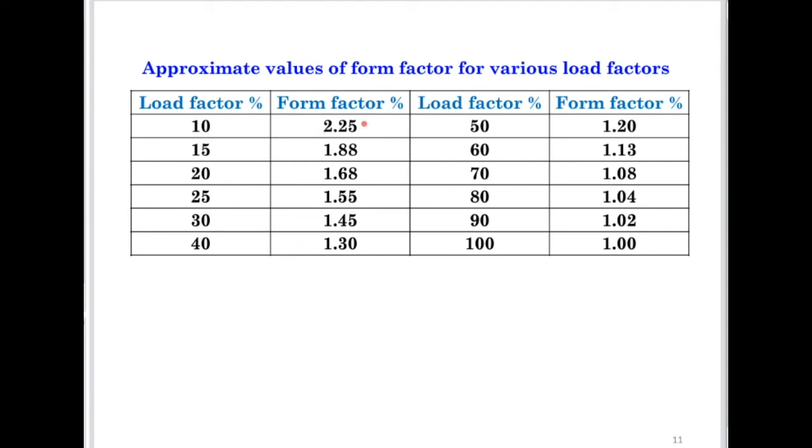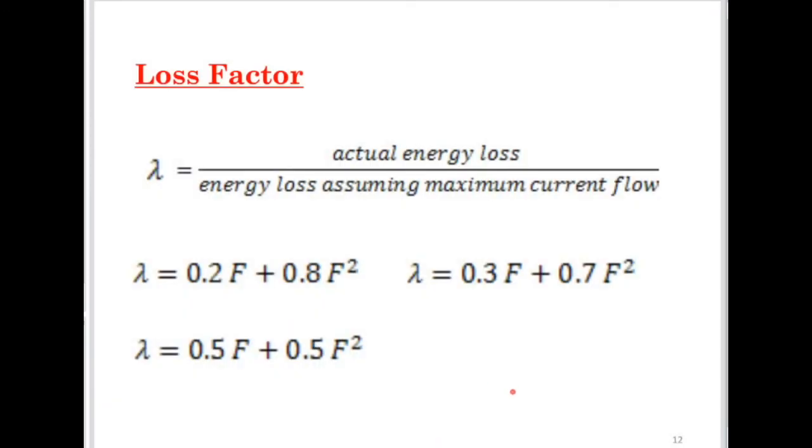But the reason why they were used is that from this form factor we come to something called loss factor, which you did in here. I will explain that one. Now the loss factor is coming in terms of a ratio. It's the ratio of actual energy loss to the energy loss, assuming that maximum current is flowing through the line over a given period of time.